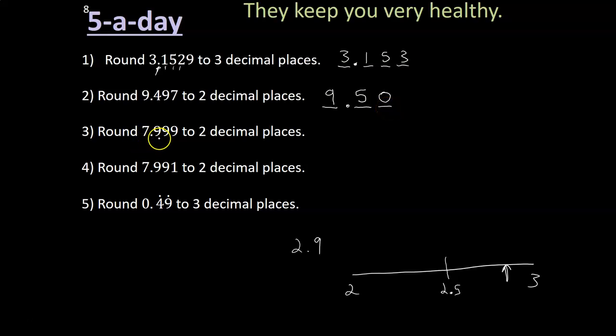In this situation, 2 decimal places, I have a 9. After the 9, I have another 9. So this 9 rounds up to the next 10. The next 10, we can see we've got 99 here, actually rounds up to the next 100. So for this one, we would get 8.00.